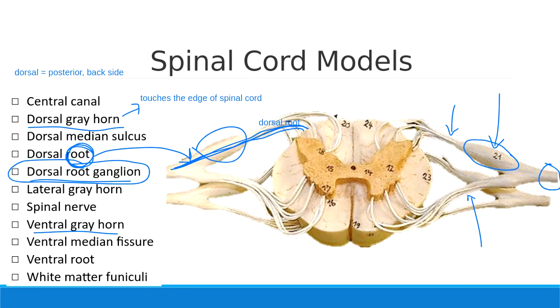Does anyone know what this structure right here is? What do we call it when the dorsal root and the ventral root meet up with each other? What's it called when they fuse together? Well, a ramus actually comes after I form this structure. First I have to put things together to make a spinal nerve. So when I bring my two roots that are attached to the spinal cord together, I make a spinal nerve.